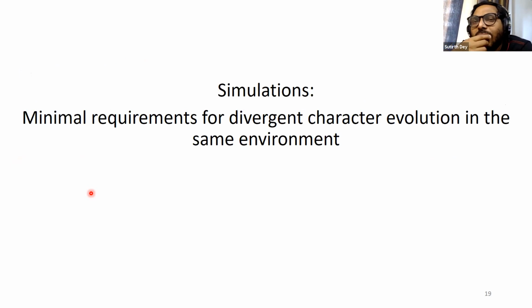Now, checking this out in terms of an experiment, I won't say it's impossible, but it's very, very tough. And I'll discuss why it is tough in a few minutes. So what we did instead was we went for some very simple, overtly simplistic, almost toy model kind of simulations to figure out what are the minimal requirements for this kind of divergent character evolution when they're in the same environment starting from the same genetic background.